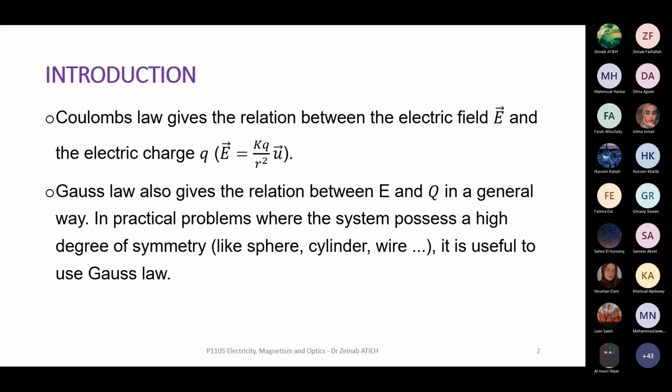So if we have a sphere carrying a charge, we can find the electric field generated by this sphere. If we have a cylinder, it has cylindrical symmetry, so we can find the electric field generated by a cylinder. A wire is the same as a cylinder, but with a very, very small radius. But if we have, for example, a part of a sphere, this is not symmetrical, and it will be very hard to find the electric field generated by a part of a sphere.